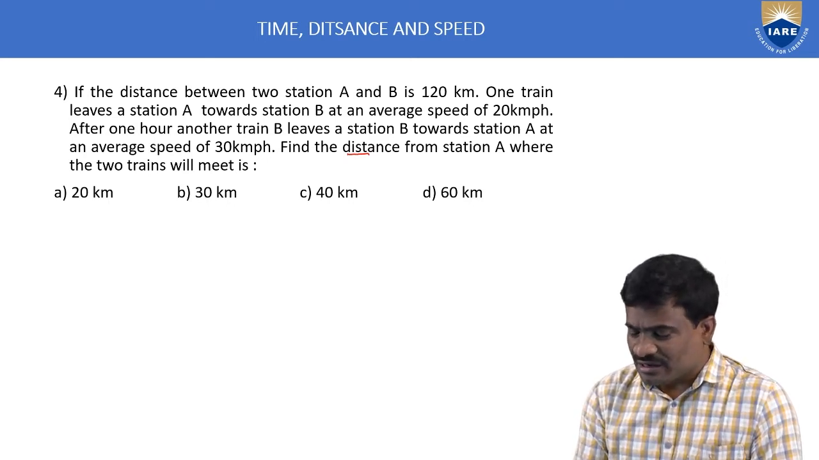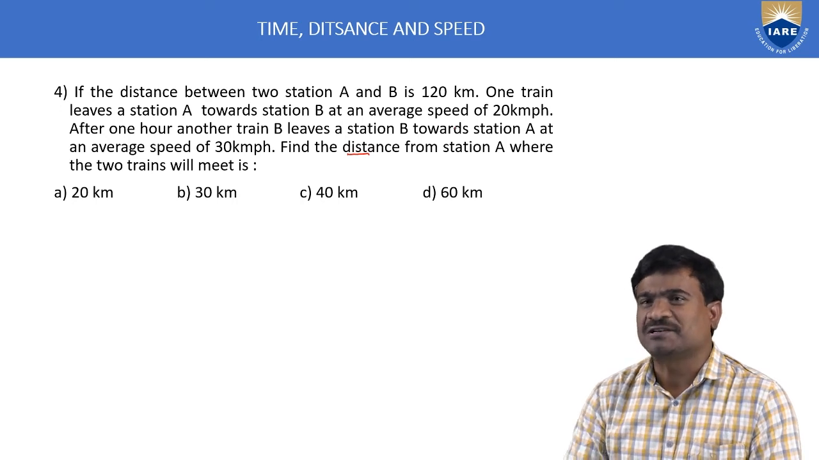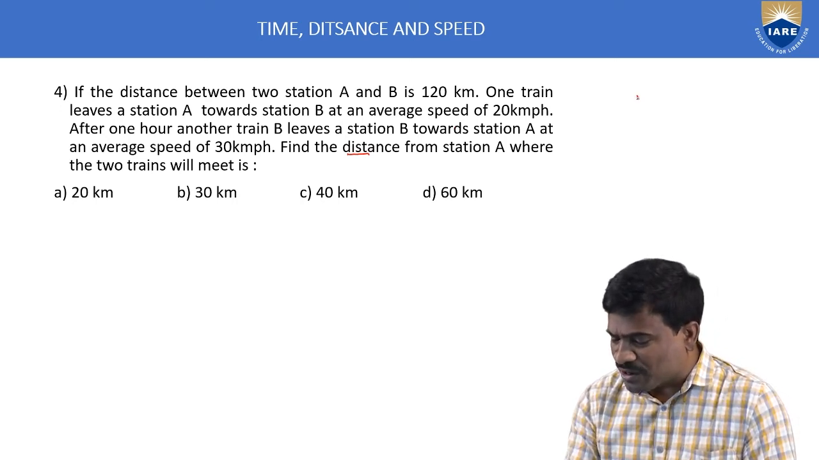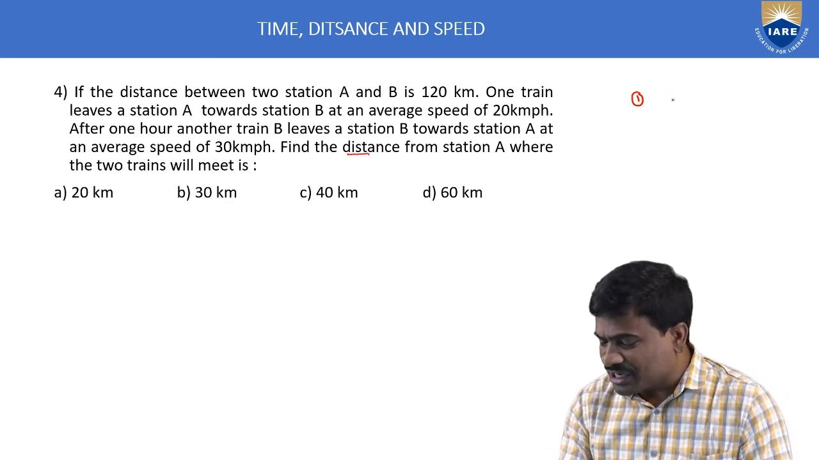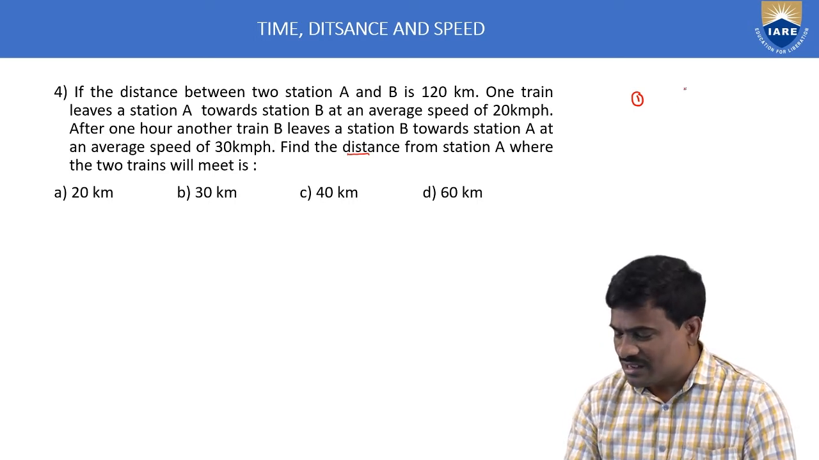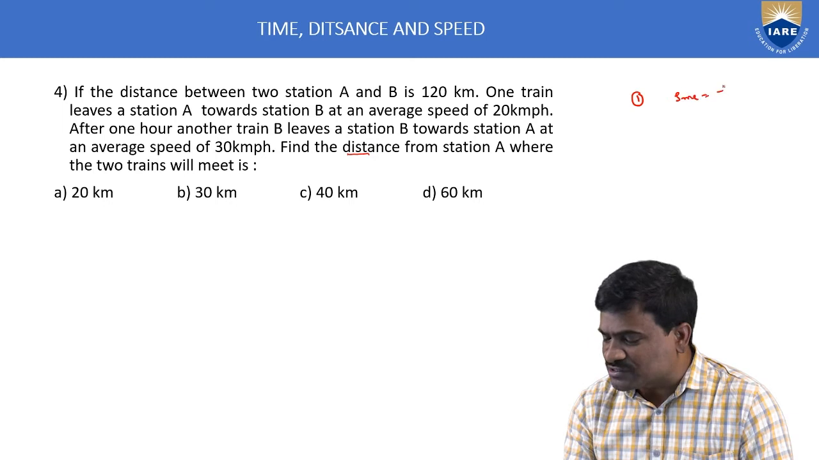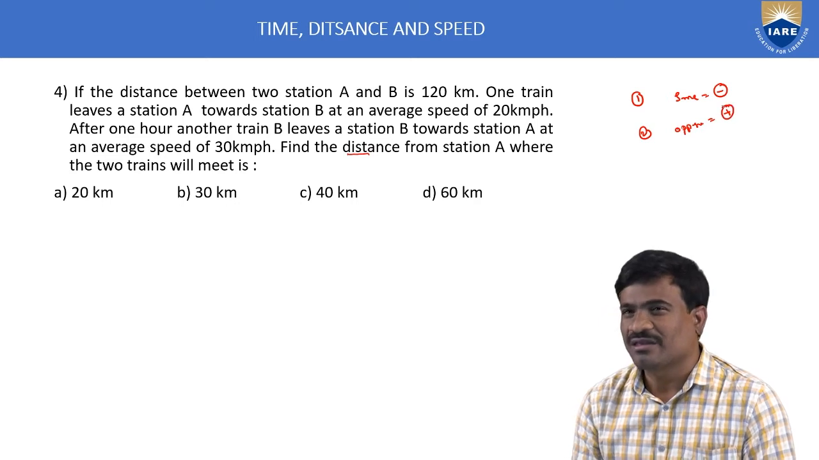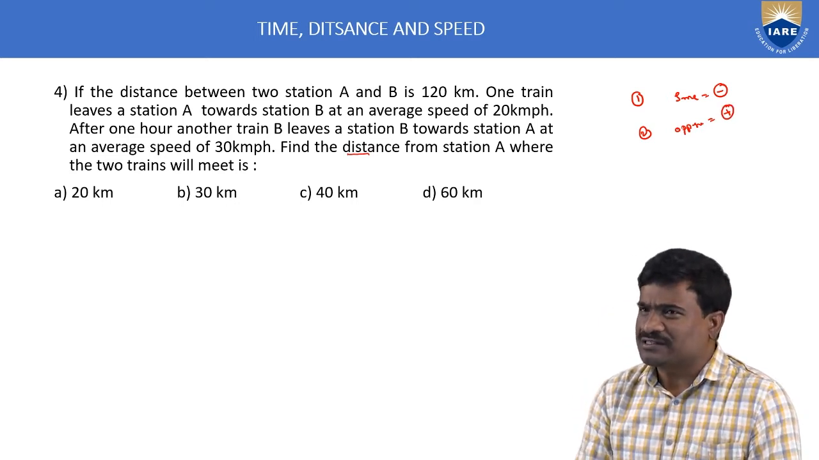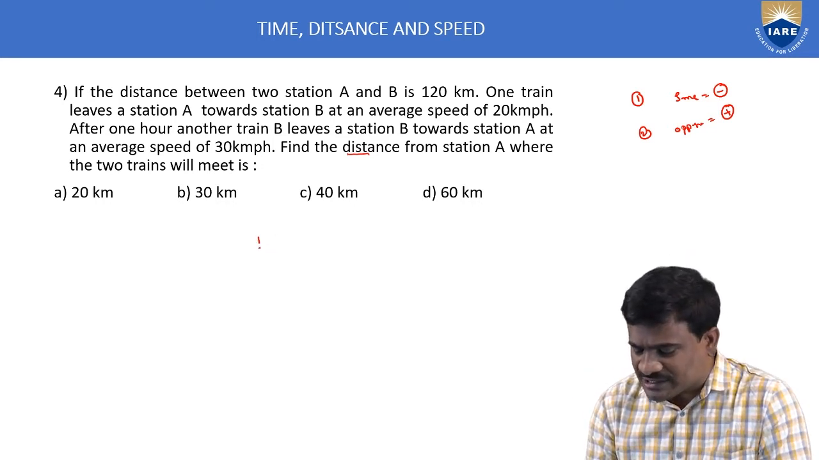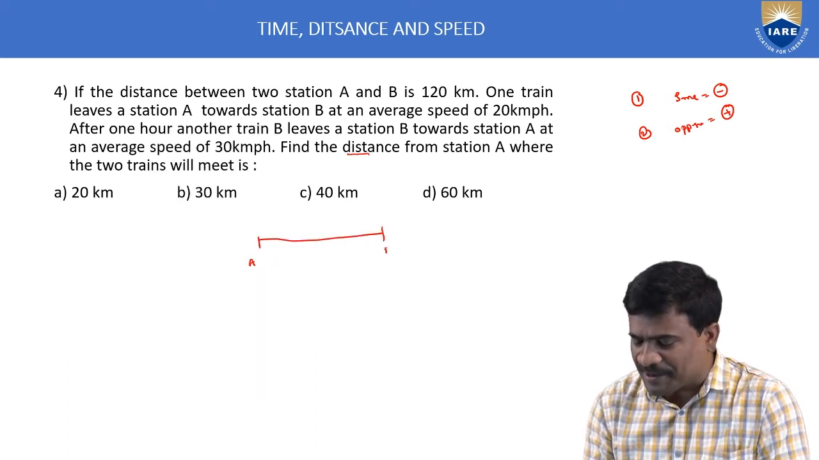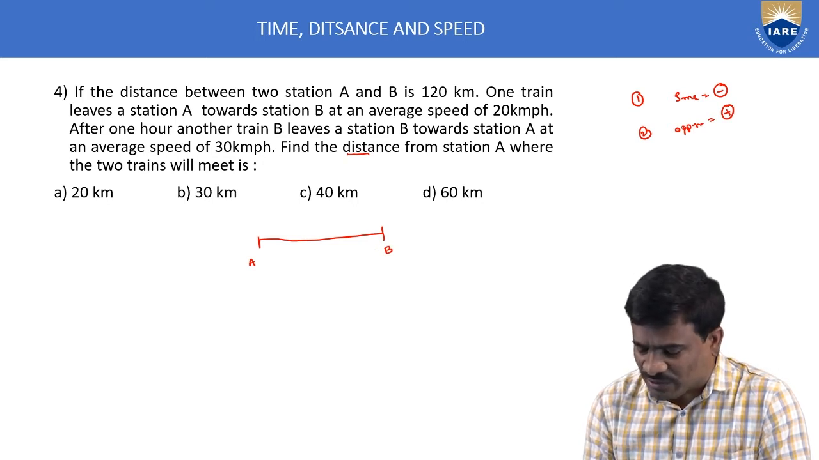Here the method: station A towards B, station B towards A. Here is notation 1. If two trains are moving in the same direction, then relative speed uses minus. Same direction indicates the negative symbol, and opposite direction indicates the positive symbol. Same direction is equal to minus, opposite is equal to plus. Next, coming to the problem. In the first statement, total distance, two stations A and B, the distance is equal to 120 kilometers.